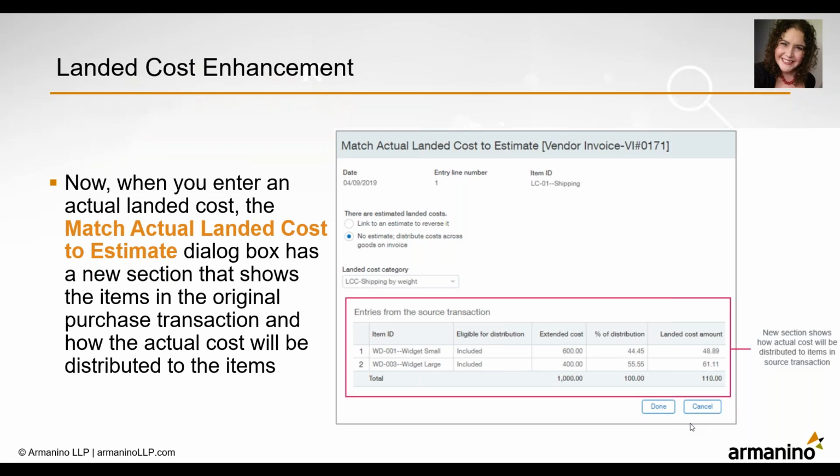So 48.89 is going to be added to the value of the small widgets, and 61.11 is added to the value of the large widgets. So the distribution details make it easier and faster to confirm how the actual cost is being distributed amongst the items that you want to use, using the method that you want to use. And the details appear whether you link the actual cost to the estimate or not. So it can be really helpful to be able to do that all in one place in one step, rather than having to complete the transaction and then go check it and then perhaps go back and make adjustments.